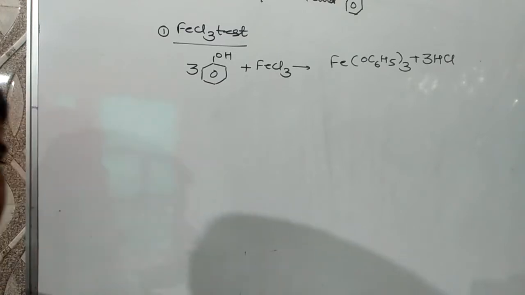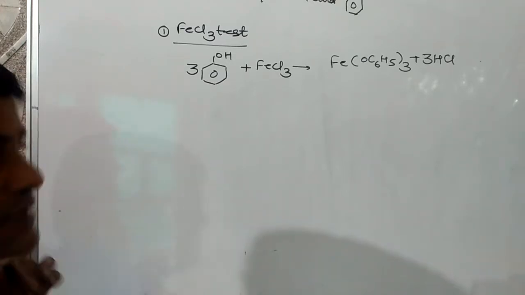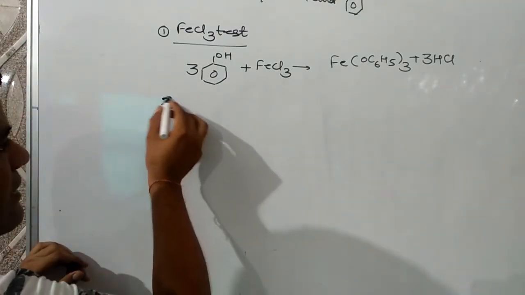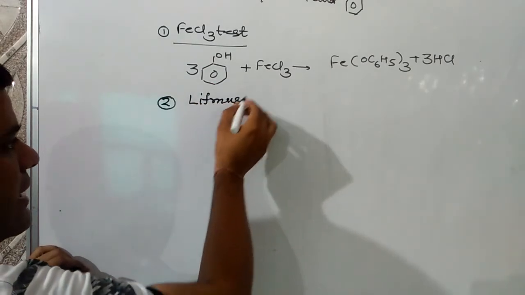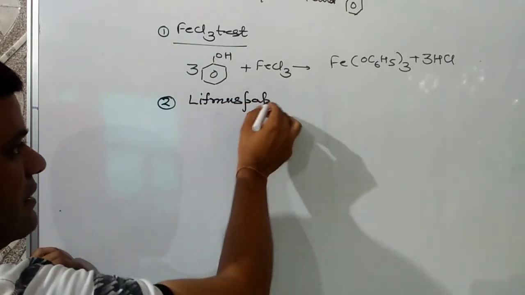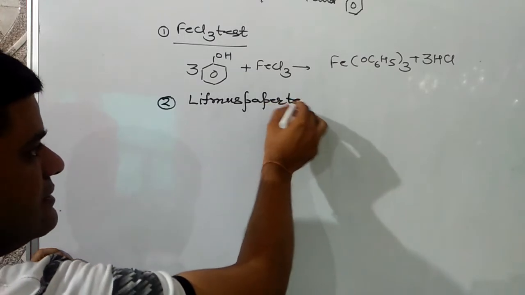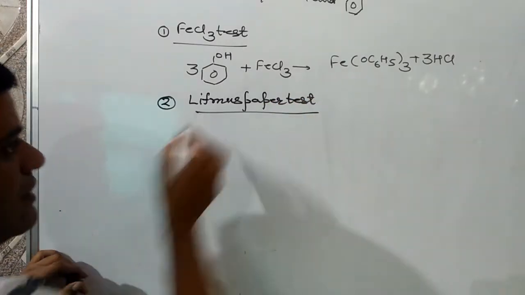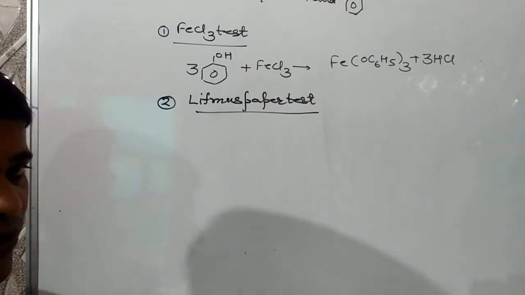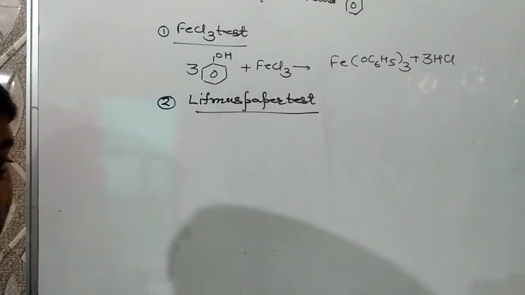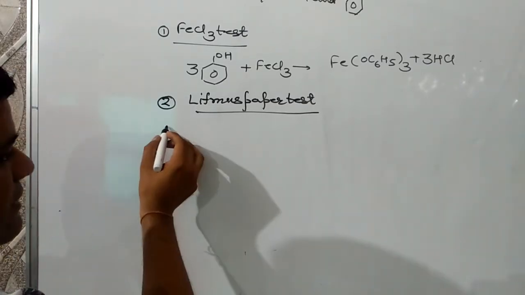Next will be the litmus paper test. The second method will be the litmus paper test. In this test, alcohols have no effect on blue litmus, but phenol will turn blue litmus into red.